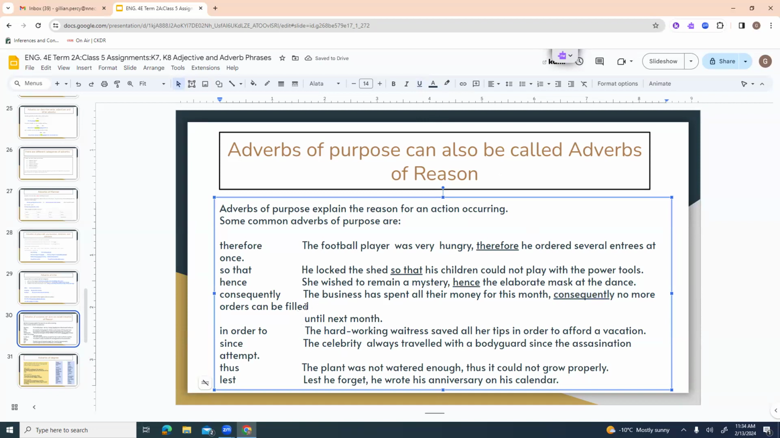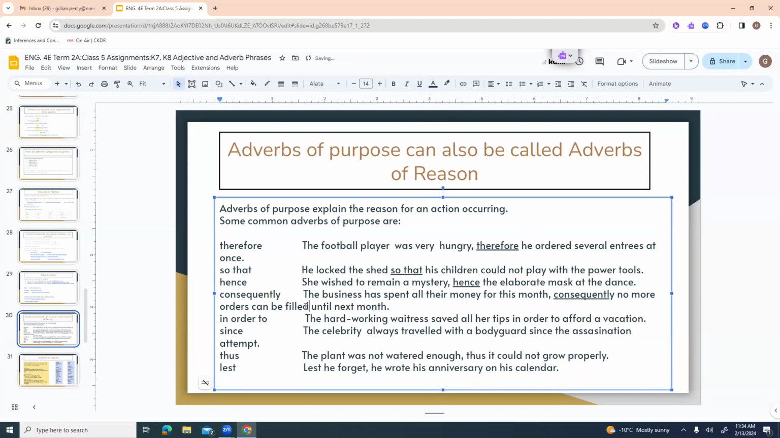Ooh, until next month, that jumped down there. Hang on a sec. The hardworking waitress saved all her tips in order to afford a vacation. The celebrity always traveled with a bodyguard since the assassination attempt. The plant was not watered enough, thus, it could not grow properly. Lest he forget, he wrote his anniversary on his calendar.